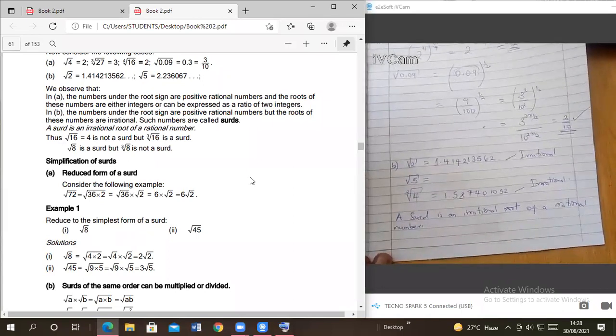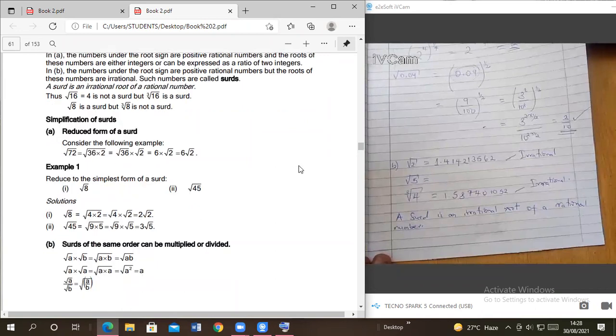So when they ask what's a surd, it is an irrational root of a rational number, because we cannot get their square roots. It does not give us an integer, and the number that we get cannot be expressed as a recurring decimal or as a terminating decimal. That kind of number we refer to as surds. Now, we have ways of reducing surds.